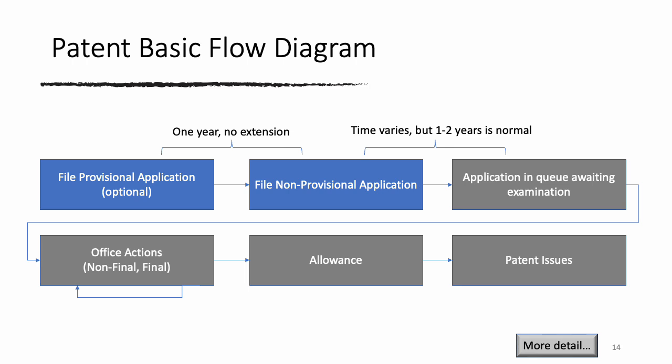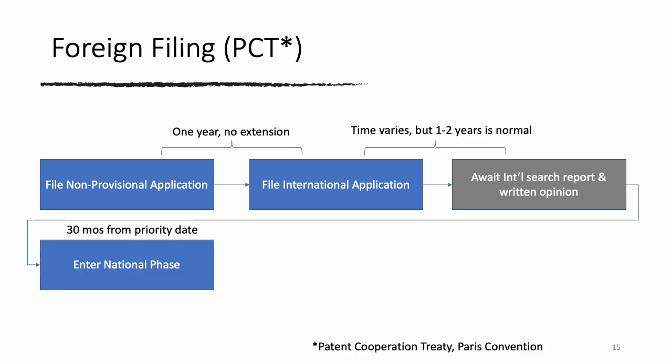At that point, you then will have a certain amount of time within which to pay your issue fee, and then eventually your patent will issue. And that's the way it works in the United States. You can go another route. The PCT, that's the Patent Cooperation Treaty with the World Intellectual Property Organization, the WIPO, allows you to file in one place.